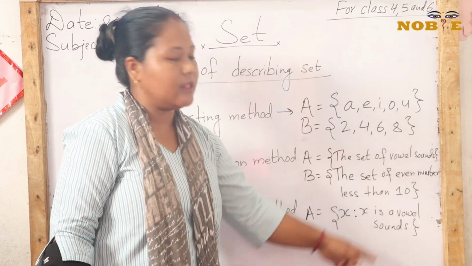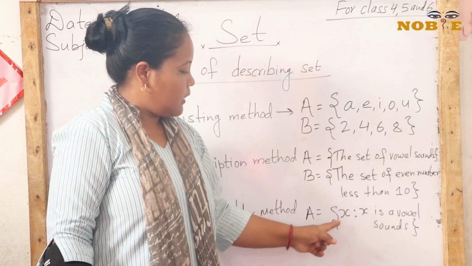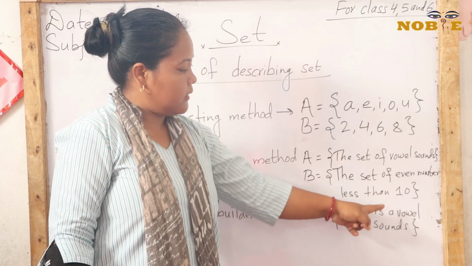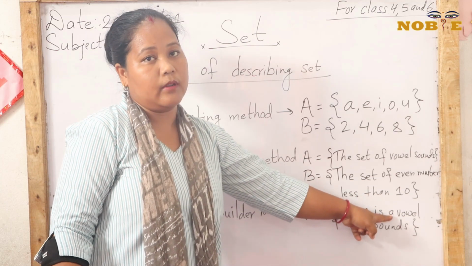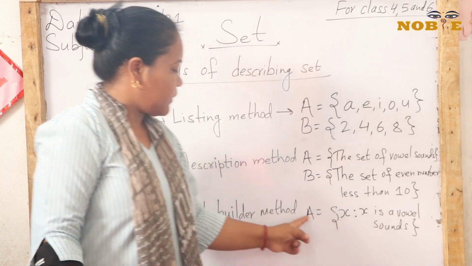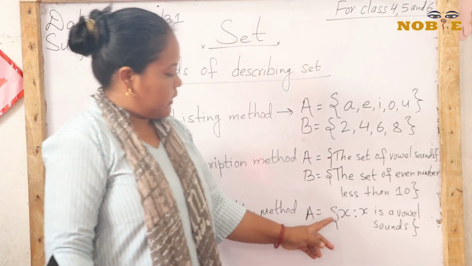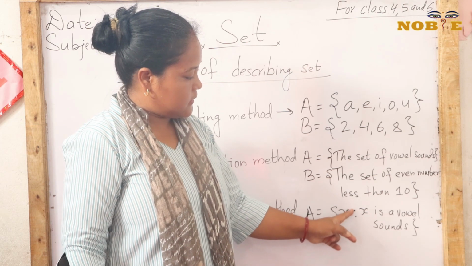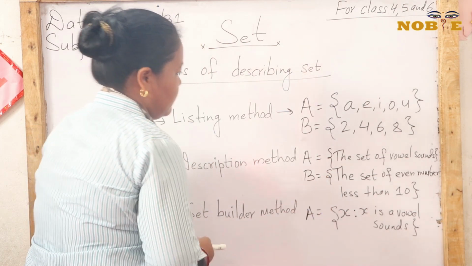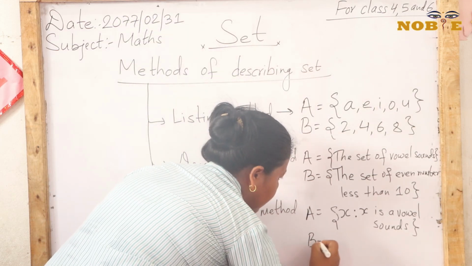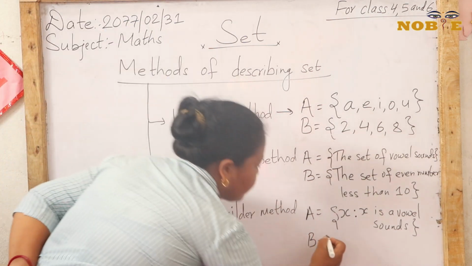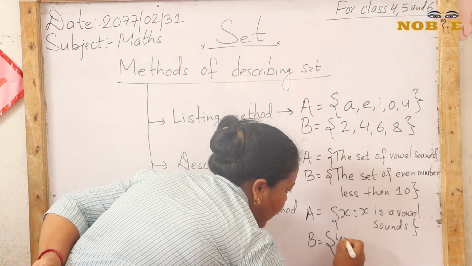X is a vowel sound. First we use a variable X and the property of that variable. X means the vowel sound. So in the set builder method, we write X such that X is a vowel sound. And next example, for the set of even numbers less than 10, here also we use a variable, Y.